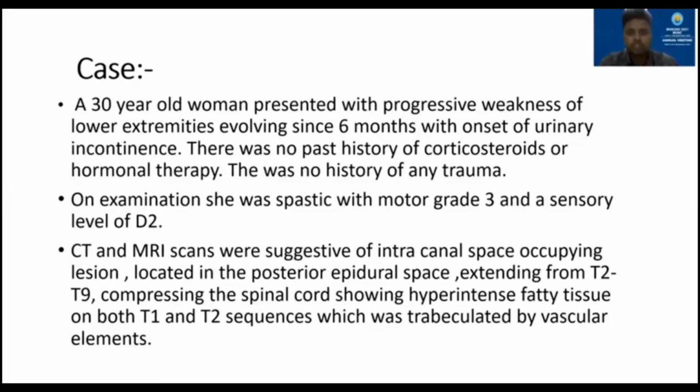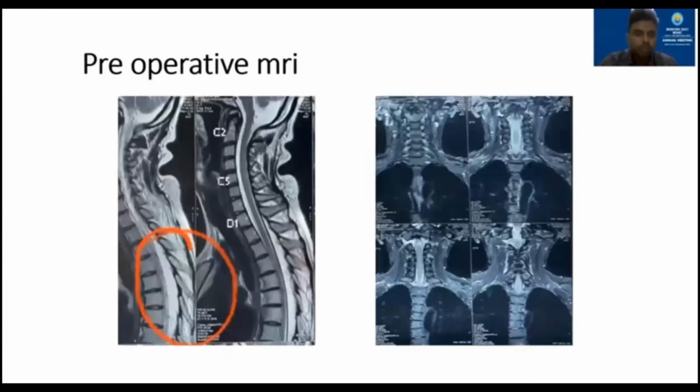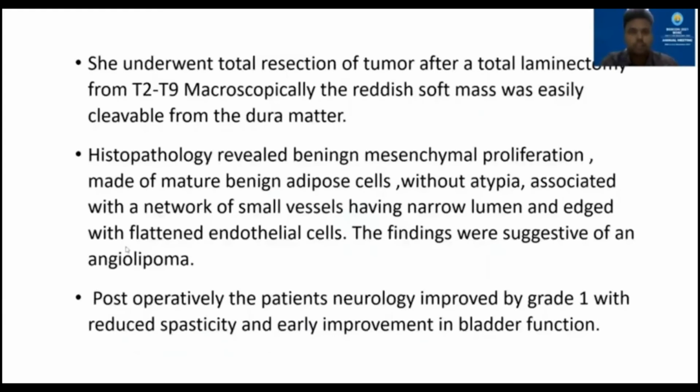CT and MRI scans were suggestive of an intracanal space-occupying lesion located in the posterior epidural space extending from T2 to T9, showing hyperintense fatty tissue on both T1 and T2 sequences, which were trabeculated by vascular elements. Preoperative MRI showing angiolipoma lesion in the T1 weighted image. She underwent total resection of the tumor after total laminectomy from the T2 to T9 level.